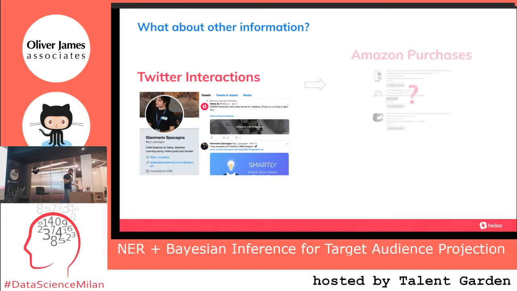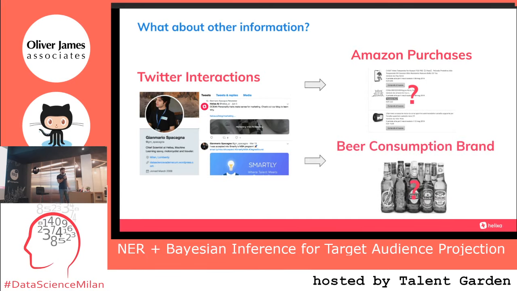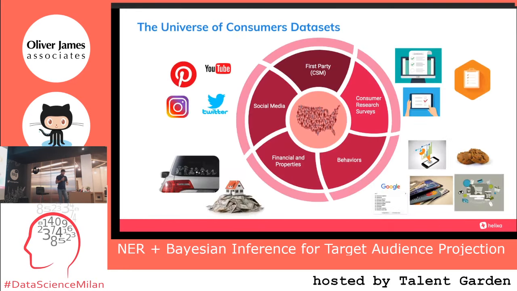Now, the problem is that this is all good if you stay within, for example, the Twitter domain. But what if I want to know what I buy on Amazon? You have a person's Twitter profile, you want to know what this person buys on Amazon, you're not going to find it. If you want to know what beer brand he shops for when he goes to the grocery store, you're not going to find that information on Twitter, because it is not available there.